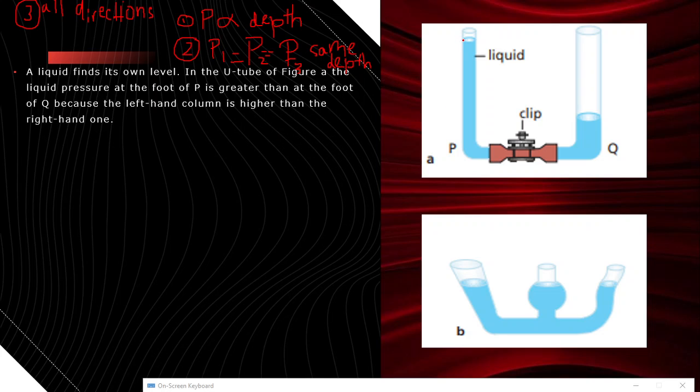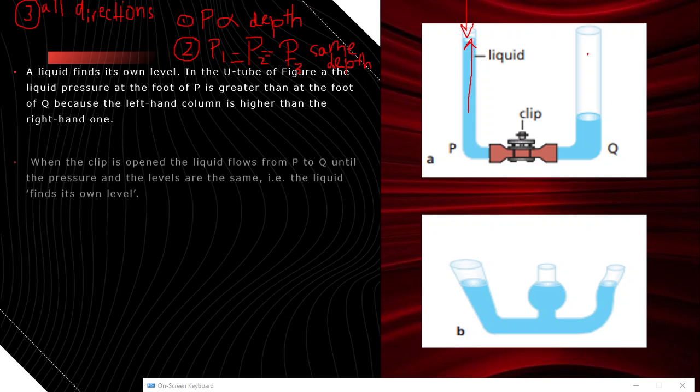They settle at some point where they find the equilibrium of pressure that is being exerted from the upper side and from the lower side. So the pressure at the foot of P is greater than at the foot of Q. That means the foot of P is greater than that of the foot of Q because the left-hand column is higher than the right-hand column. So that's another thing to note.